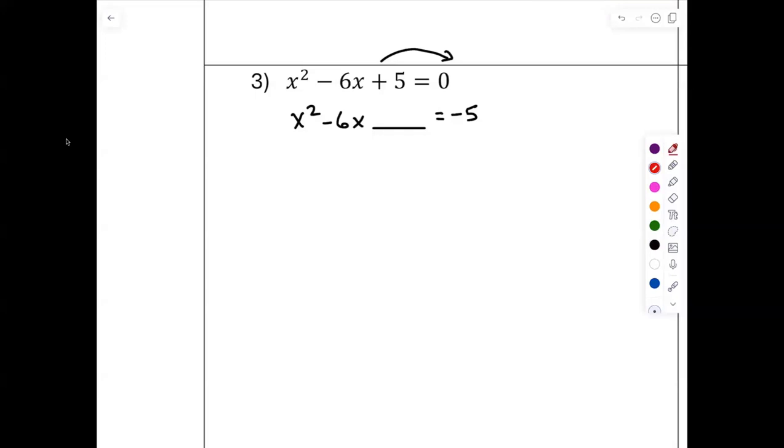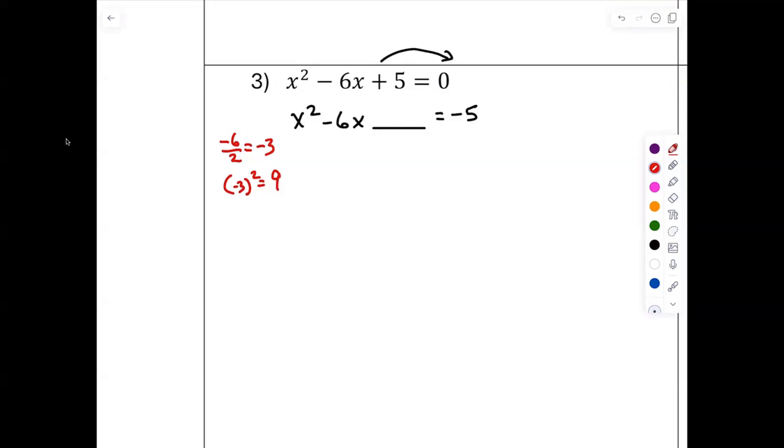Now let's see who was paying attention. Yes, but I don't want to say 6 divided by 2. I prefer you say -6 divided by 2 equals what? -3. And then we're squaring -3. When I square -3, I get 9. Now I just did it in 2 steps so I could show you something.